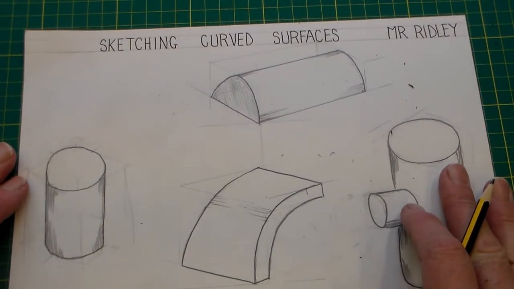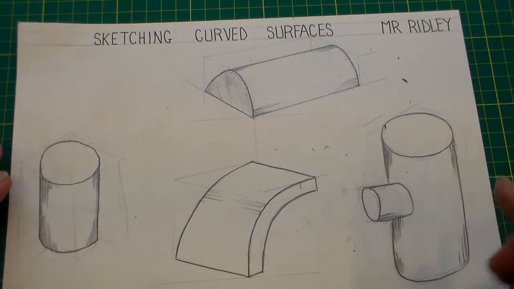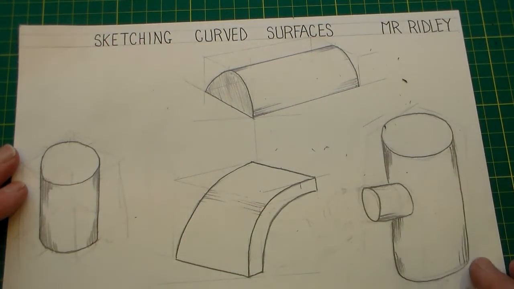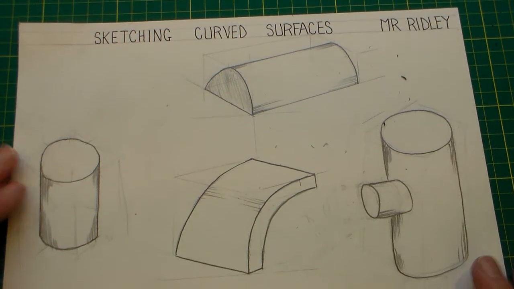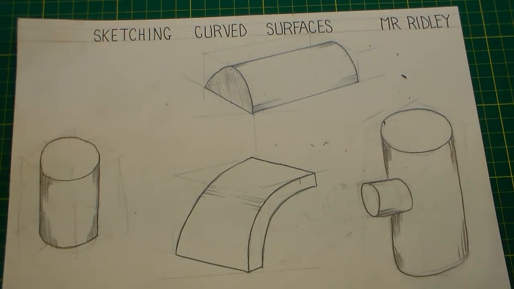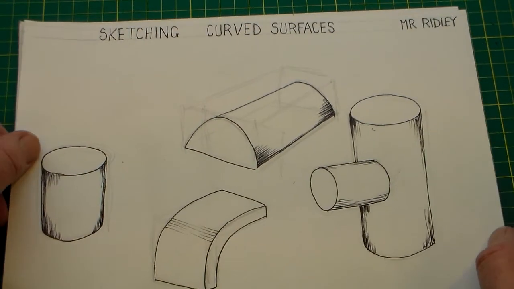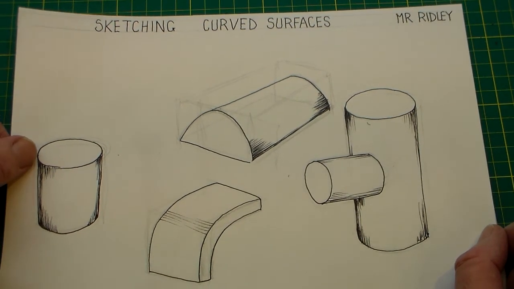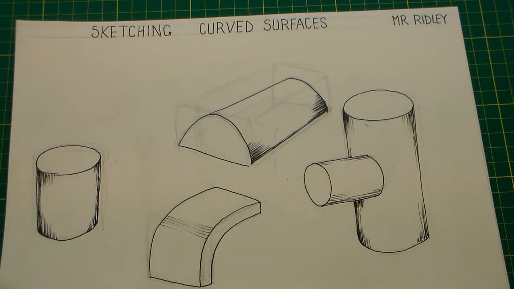So there we have that sheet, sketching curved surfaces, and we've got 1, 2, 3, 4 shapes to draw. So that's the one I've done in pencil. There, as I say, you can see my one using a fine liner, and that is sketching curved surfaces. Thanks for watching.